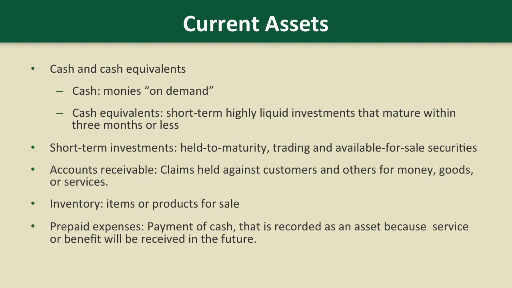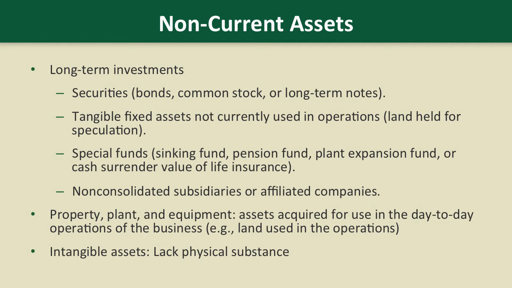It is recorded as an asset because services or benefit will be received in the future, and this is consistent with our asset definition. So those 5 types of current assets will be listed in this order. Cash and cash equivalents first, followed by short-term investments, followed by accounts receivable, followed by inventory, and then finally prepaid expenses. Then, non-current assets. Non-current assets include long-term investments, PPE, and intangible assets.